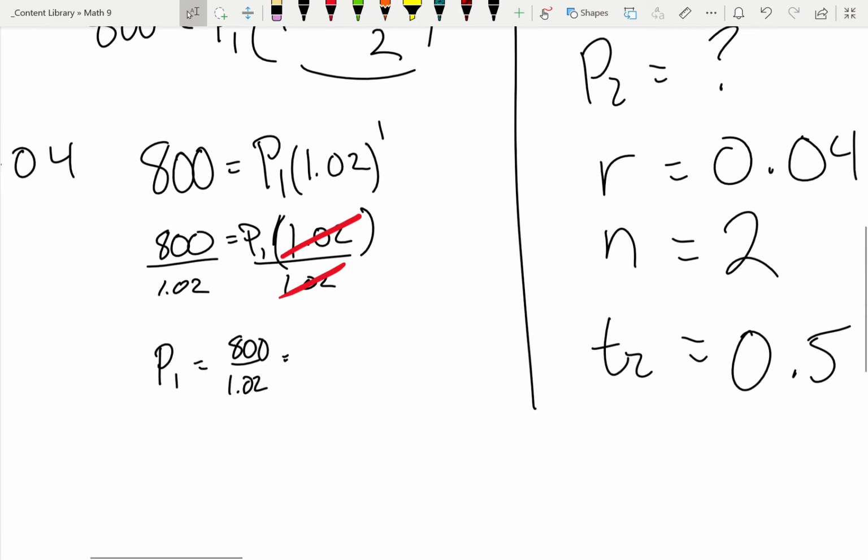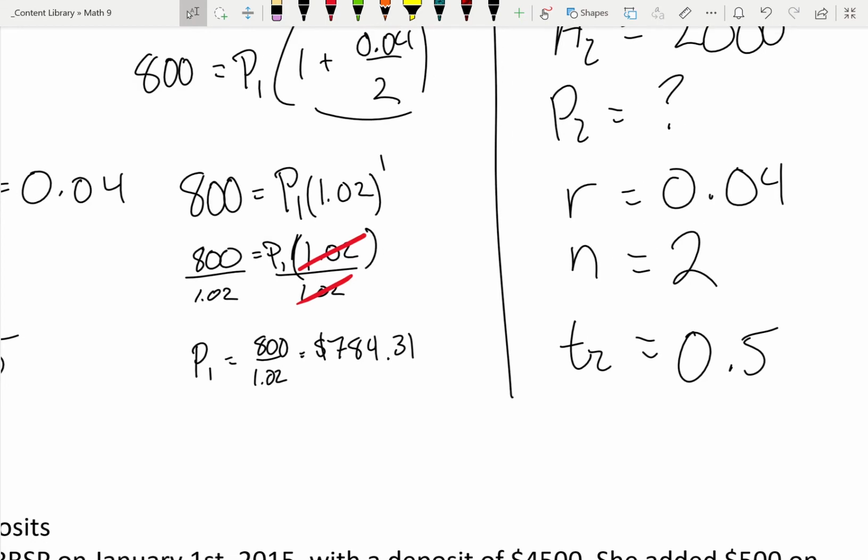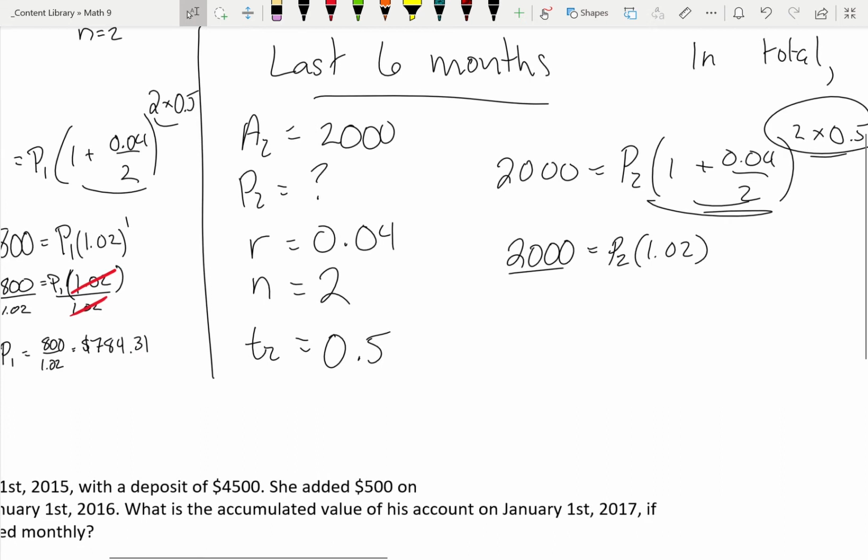And you'll notice that the value should go down. So he borrowed $784.31. So the extra like $15 or $16 that he paid was purely interest. So this is what he borrowed from that first 6 months. And then from here, same thing, P2 is equal to 2,000 divided by 1.02.